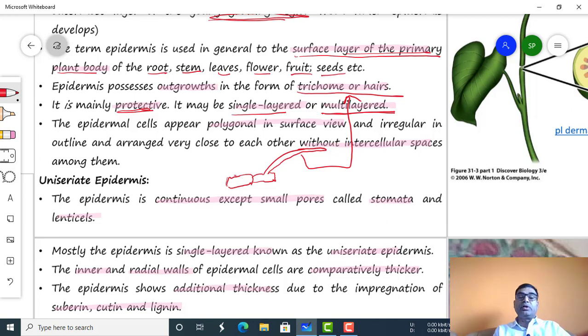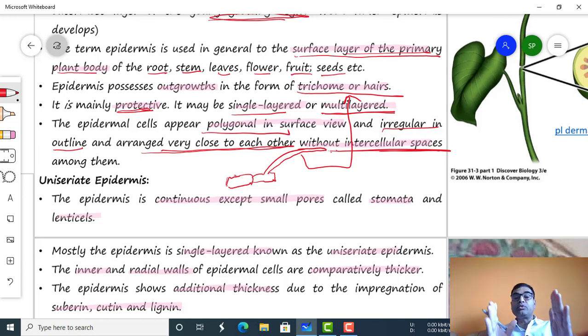The epidermal cells appear polygonal in surface view and irregular in outline. They are arranged very close to each other. Epidermal cells do not show any intercellular spaces. It shows minute apertures or minute pores in the epidermis, and they are present in the form of stomata. Just see, the epidermis is continuous except for small pores which are called stomata or lenticels.